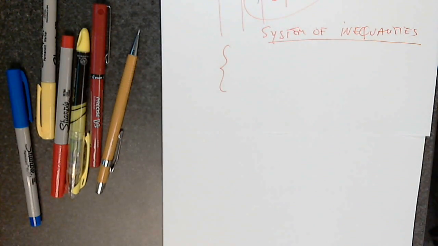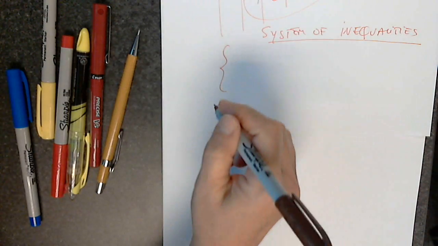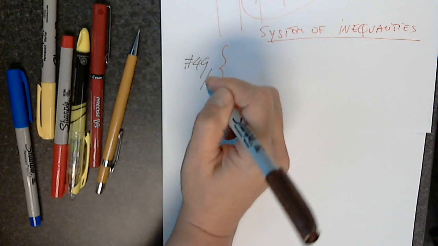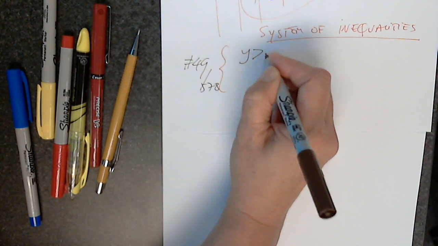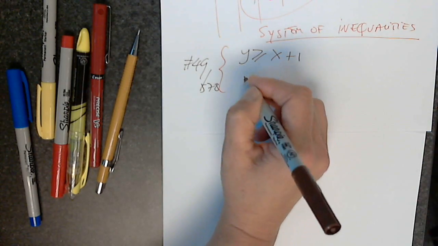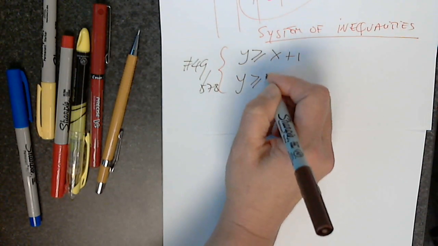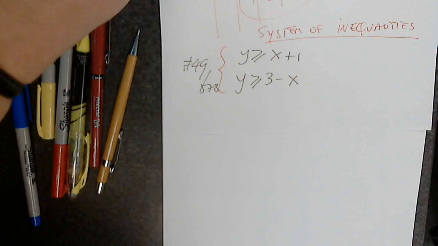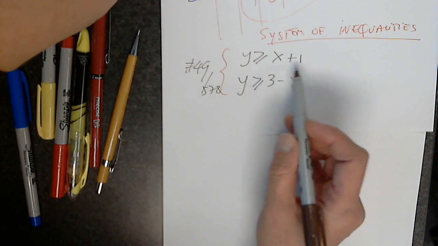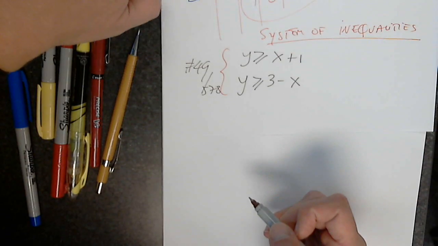But I still have to work on systems. So on same page, 578, I'm going to choose a system. And let's start with 49. Page one more time, 578. So y greater than or equal to x plus 1, and y greater than or equal to 3 minus x. So now we no longer have one condition, one inequality, but two.